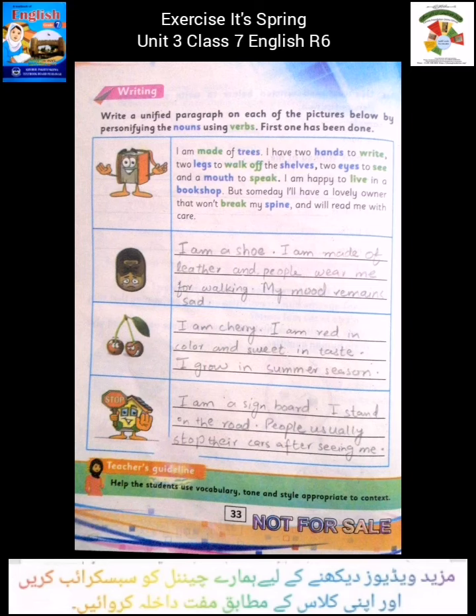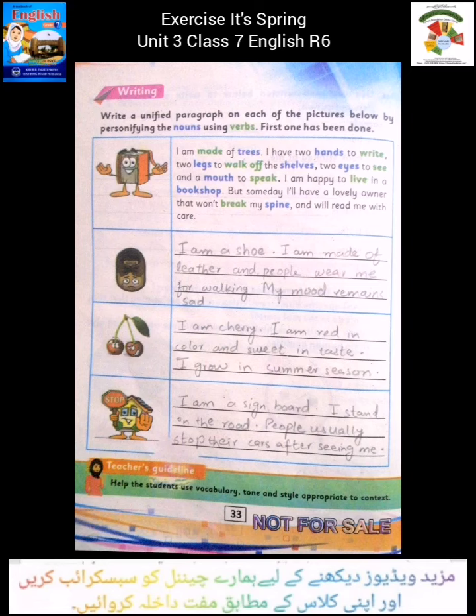I have 2 hands to write, 2 legs to walk off the shelves, 2 eyes to see, and a mouth to speak. I am happy to live in a bookshop, but someday I'll have a lovely owner that won't break my spine and will read me with care. You can see in this paragraph, the green word is a verb and the blue one is a noun. And we can see how the nouns are being personified by using verbs.